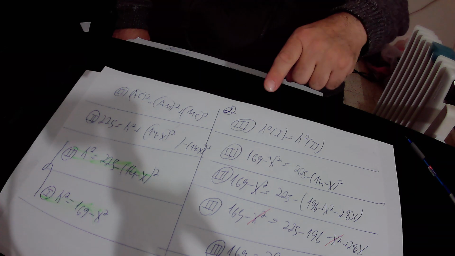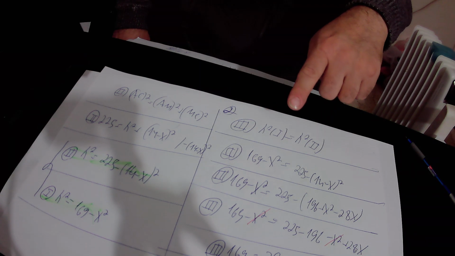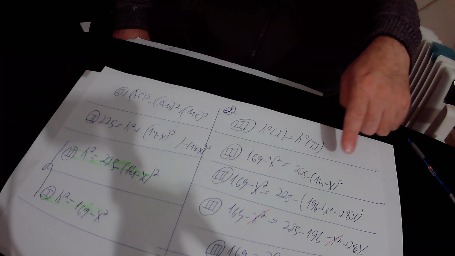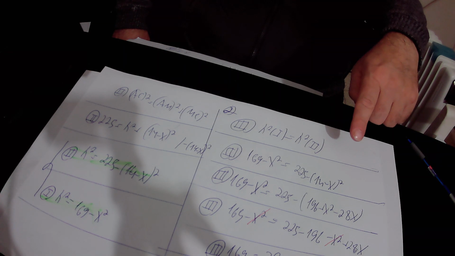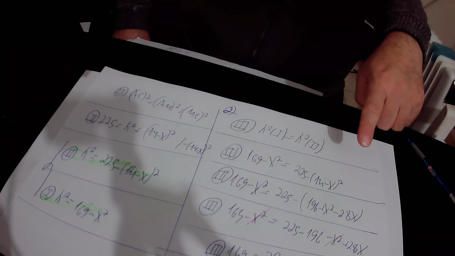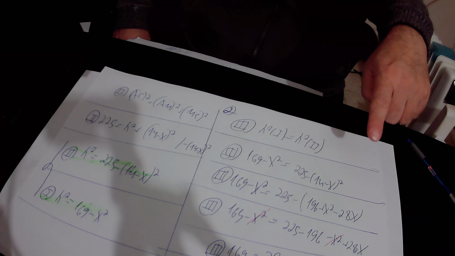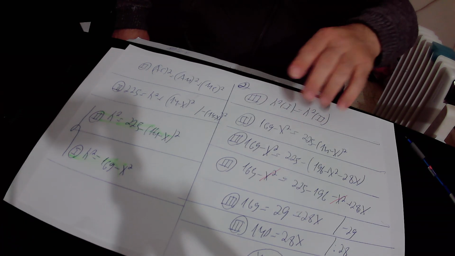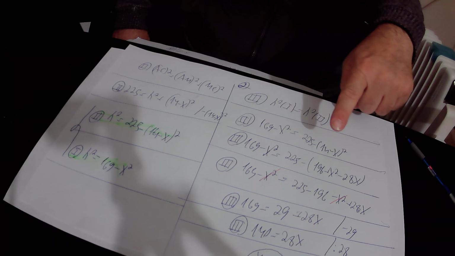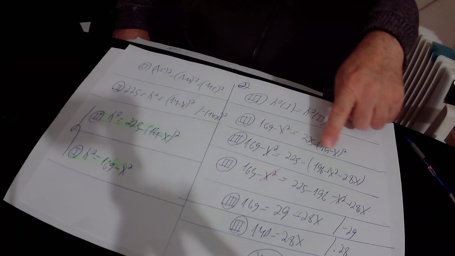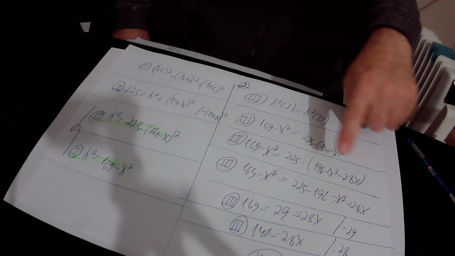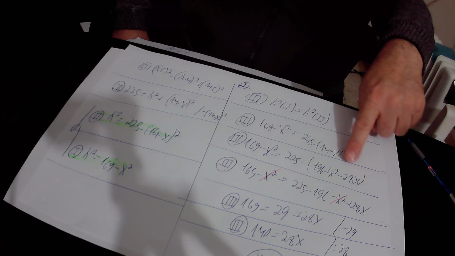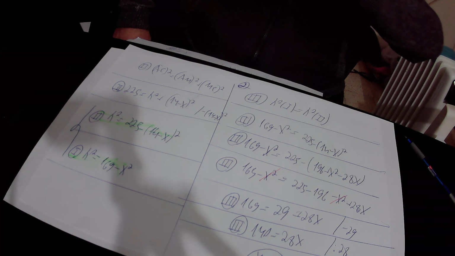So according to this equation number 3, 169 minus X squared equals 225 minus (14 minus X) squared, which equals 225 minus (14 squared, that is 196, plus X squared minus 2 times 14x, that is minus 28x). We open the brackets here. So here we get minus 196 minus X squared, and minus times minus is plus, so it is plus 28x.